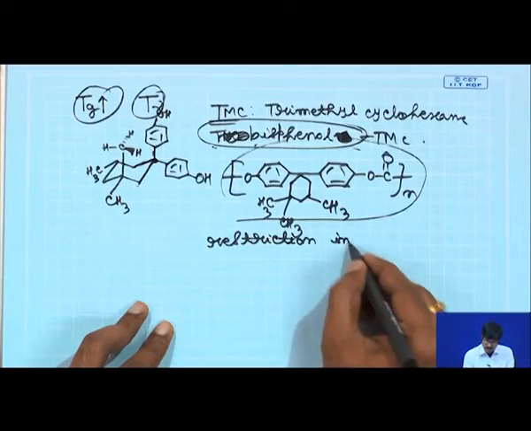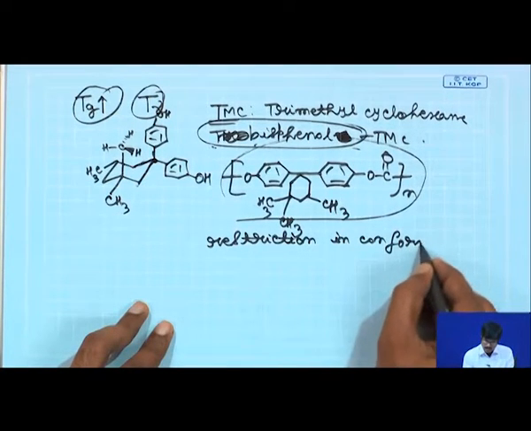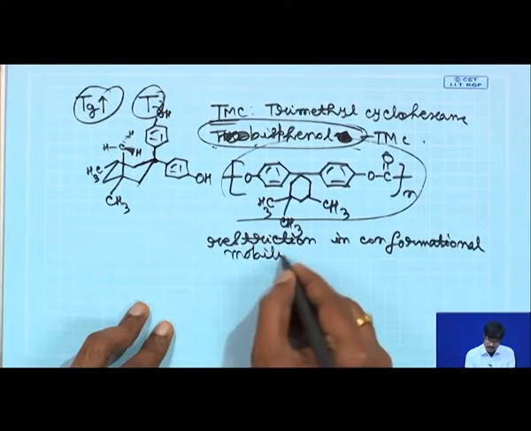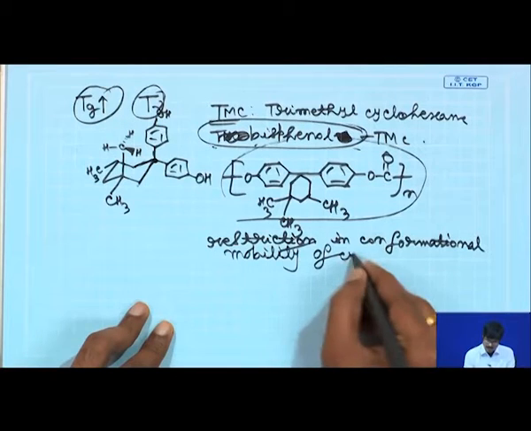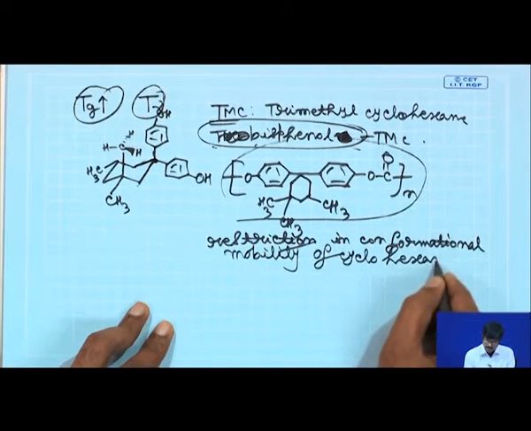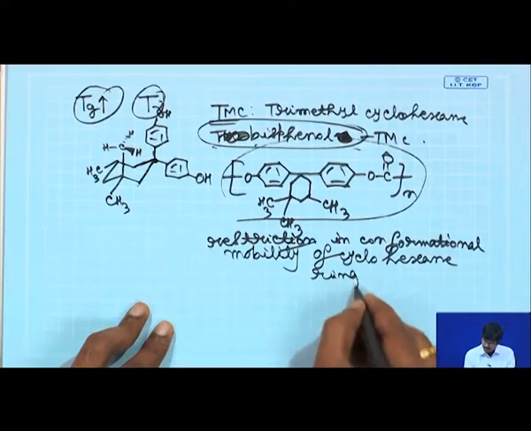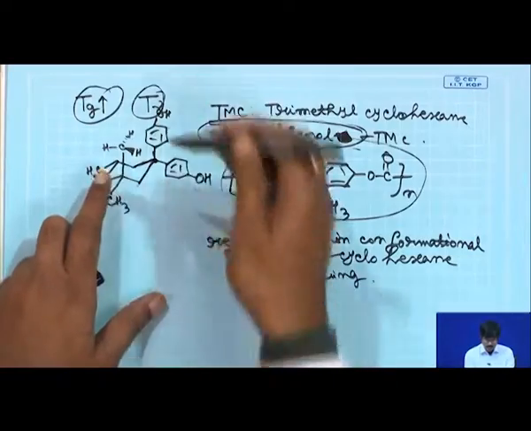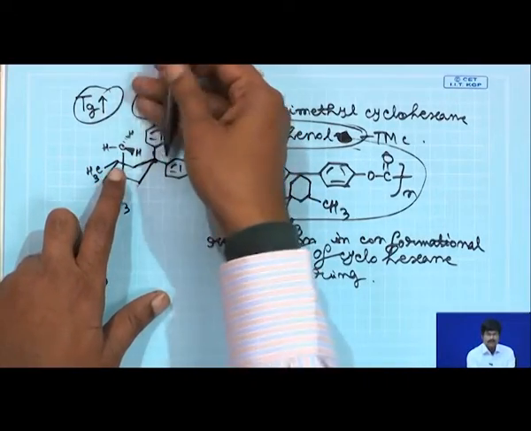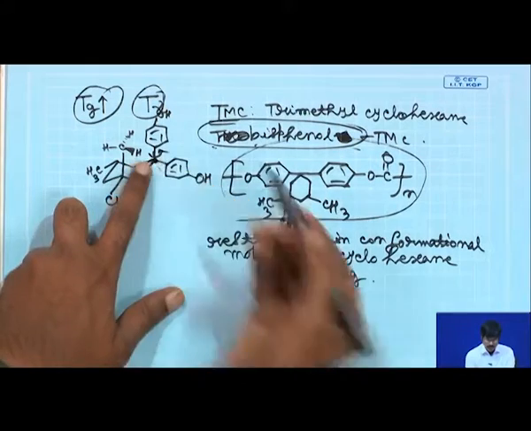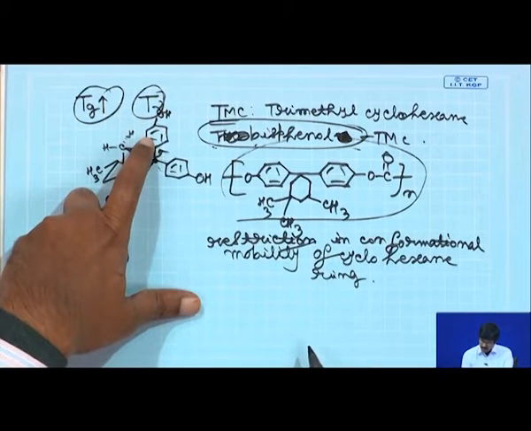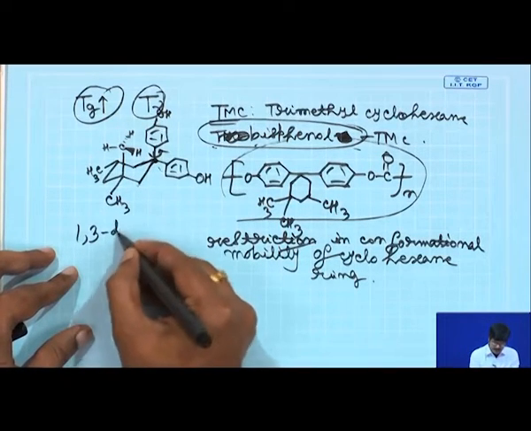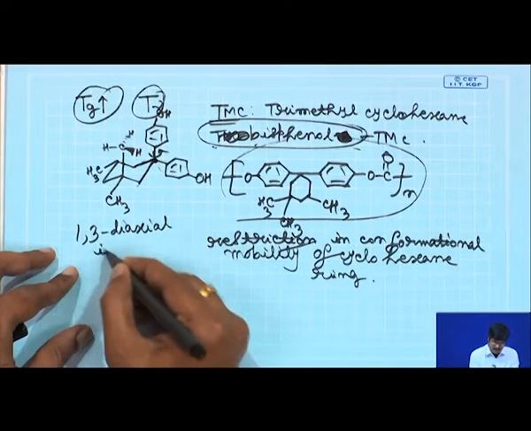Restriction in conformational mobility of cyclohexane ring. Also, this phenyl ring, it can rotate like this, right? This phenyl ring can rotate around this bond, but this rotation of this phenyl ring is also hindered because of 1,3 diaxial interaction.